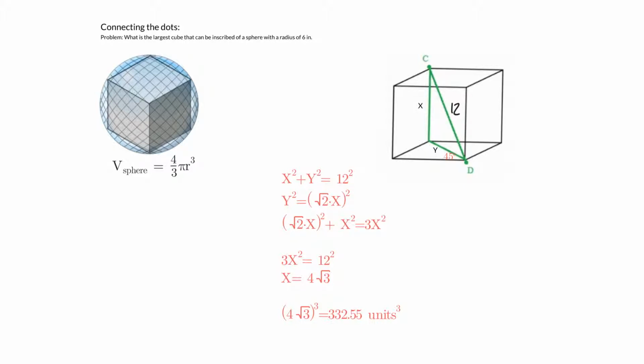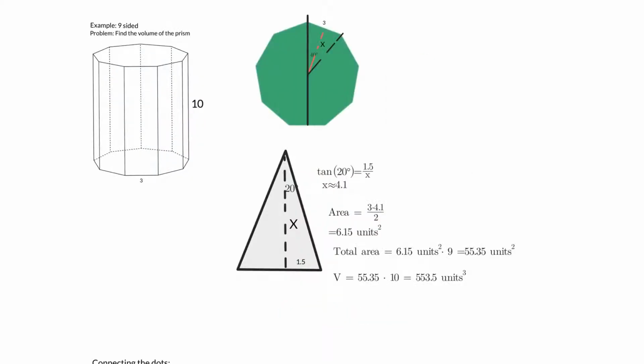And since we know it's a 45, 90 degree triangle, we can rewrite y squared as the square root of 2 times x squared, which we can then rewrite the Pythagorean equation as the square root of 2 times x squared plus x squared, which equals 3x squared, giving us 3x squared equals 12 squared, giving us x is 4 times the square root of 3, giving us the total volume is 332.55 units cubed.